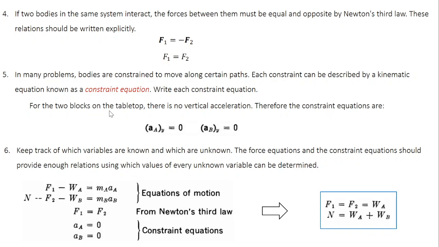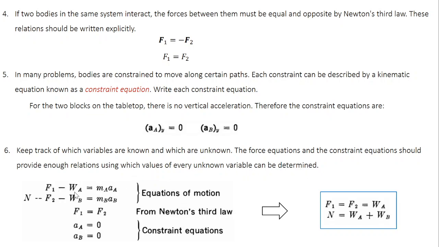Now once you have written down all these three types of equation, when you go through the variables involved, you will find that some of the variables are known, the values are known to you or you can measure, and some of them are unknown. The force equations and constraint equation should provide enough relations using which values of every unknown variable can be determined.